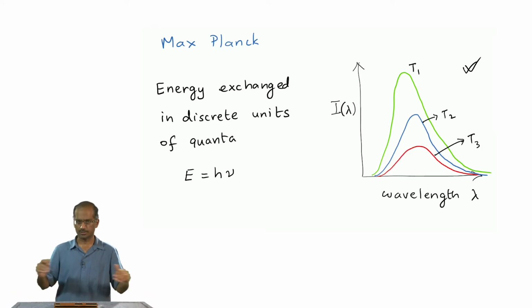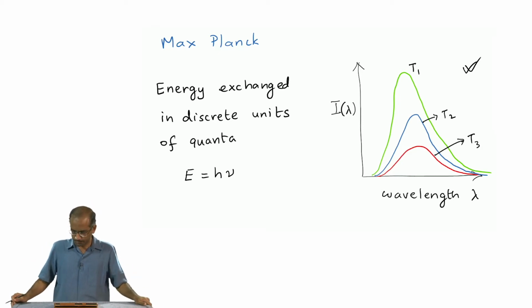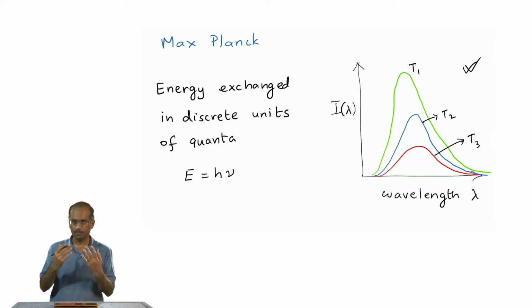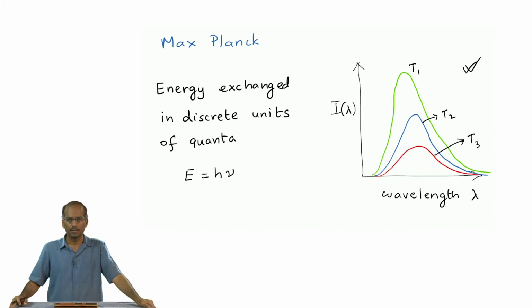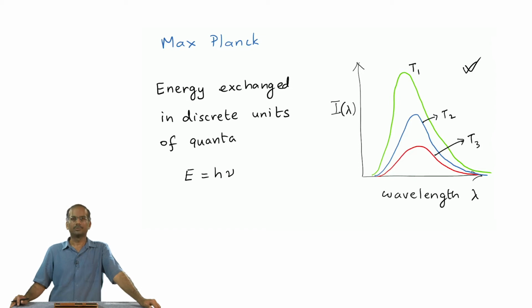So, temperature is a constant throughout the curve, and in general T1 would be larger than T2, which would be larger than T3. In any case, you must have studied black body radiation in some other context, but what is important here is how an explanation of black body radiation was given by Planck. His hypothesis was that energy is exchanged in discrete units of quanta.